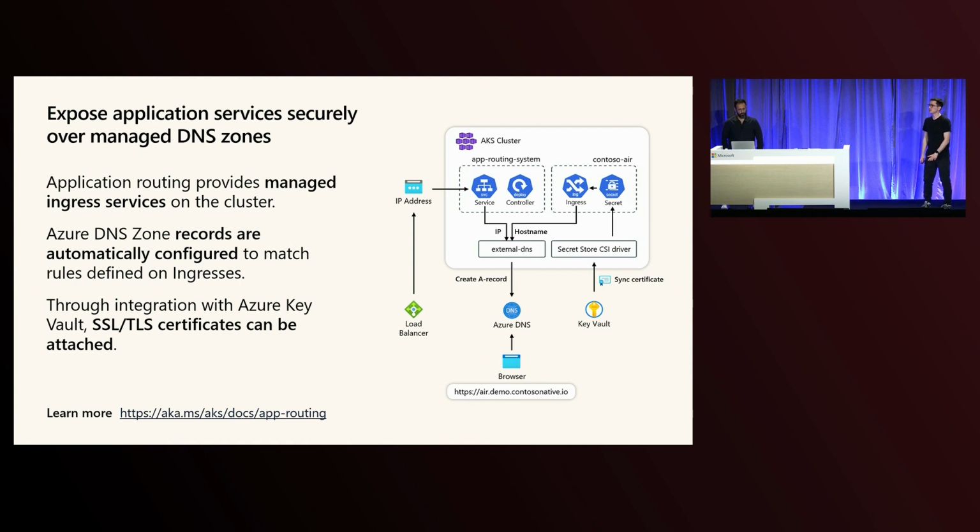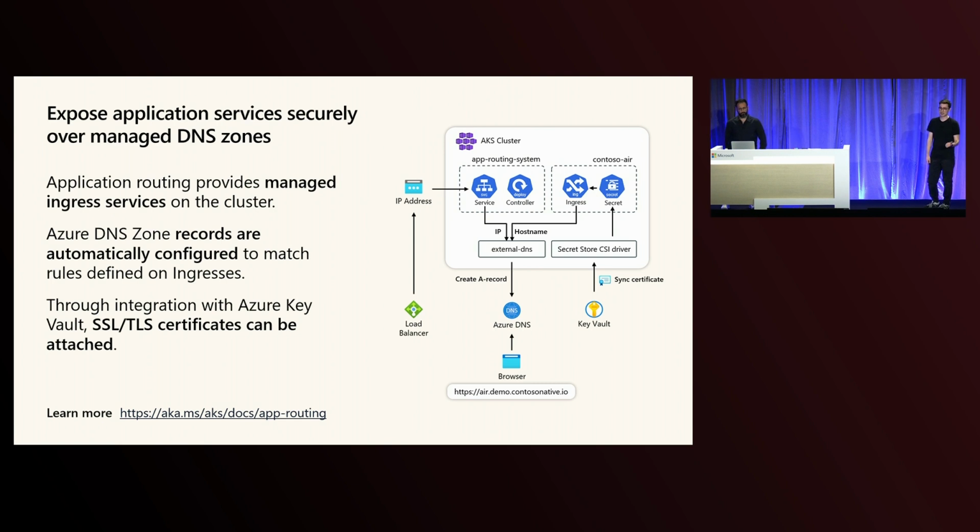So scaling out of the way as well, the next thing is we want to make sure that this application is accessible to users on the intranet. So to do that, we'll use the application routing add-on in AKS. This provides a managed Nginx ingress controller that automatically handles routing external traffic into the cluster.